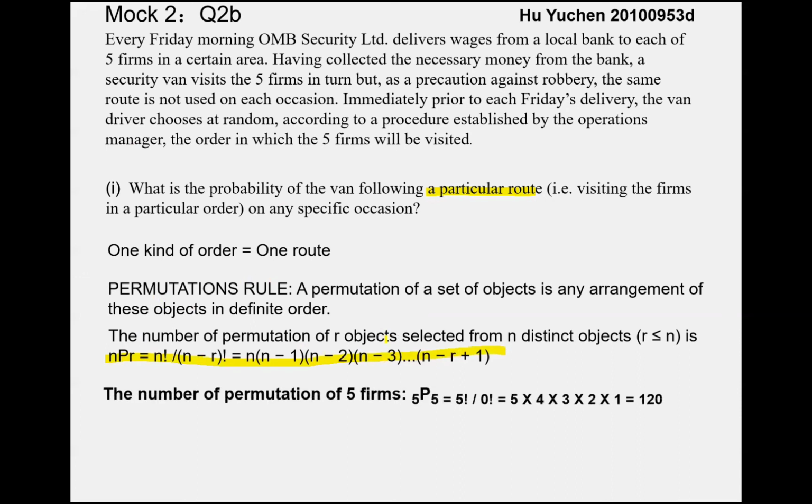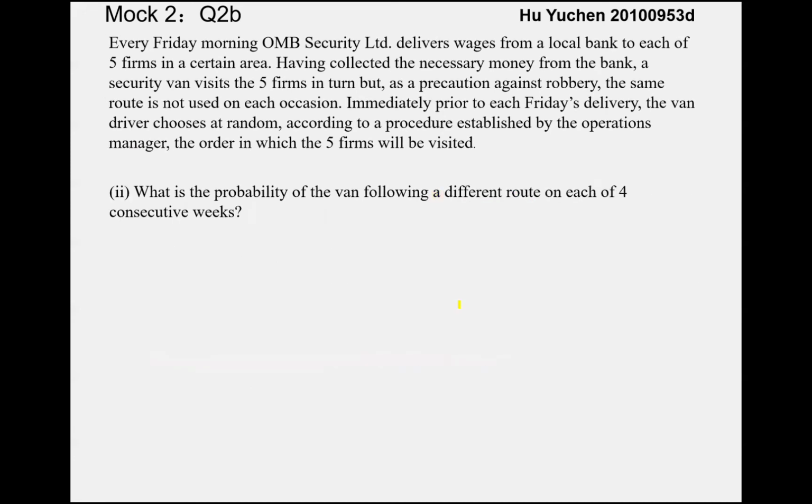Okay, then the number of permutations of 5 firms is 5P5, and according to the formula, it finally equals 120. And then we let event A equal the van following a particular route. So the probability of event A equals 1 over 120. Okay, then let's move on to question 2.